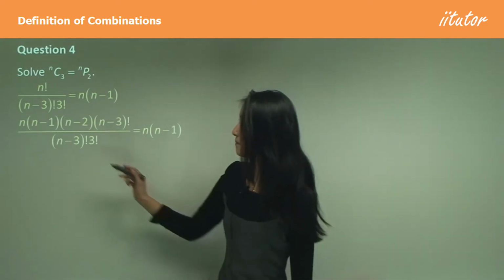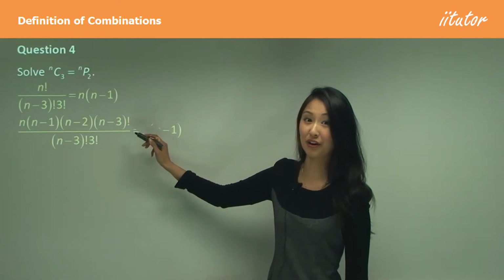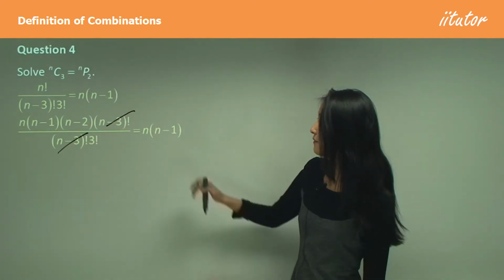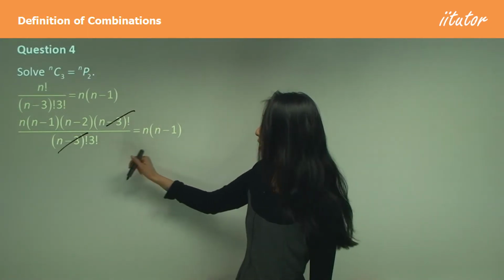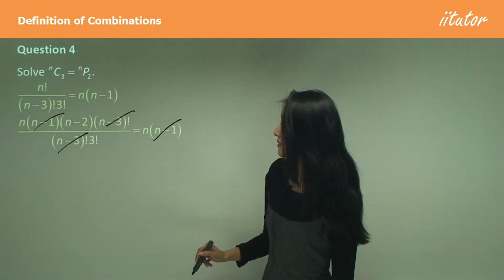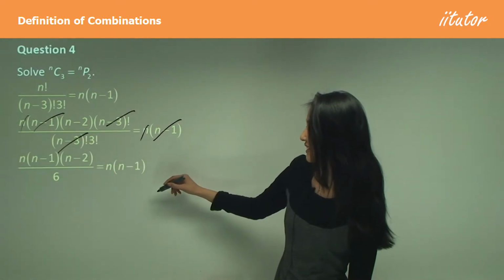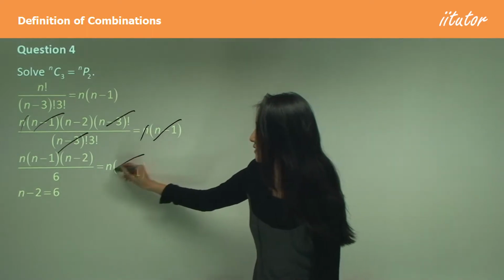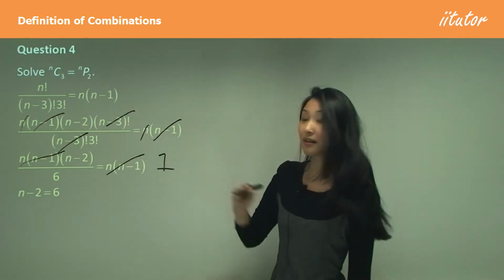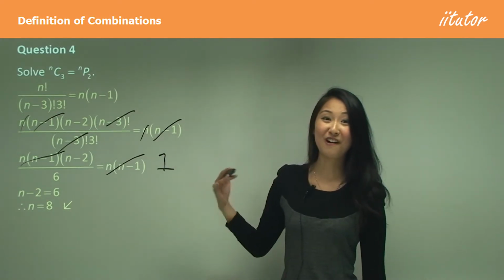So first thing I can do is change this to n, n minus 1, n minus 2, n minus 3 factorial. So this and this is going to cancel. And if I divide that over, the n minus 1 and that are going to cancel as well. And what else is going to cancel? The n and the n. So we've just gone an extra step here and gotten rid of that. So essentially I have n minus 2 over 6 equals 1. Just multiply the 6 across. n minus 2 equals 6. Therefore, n equals 8.